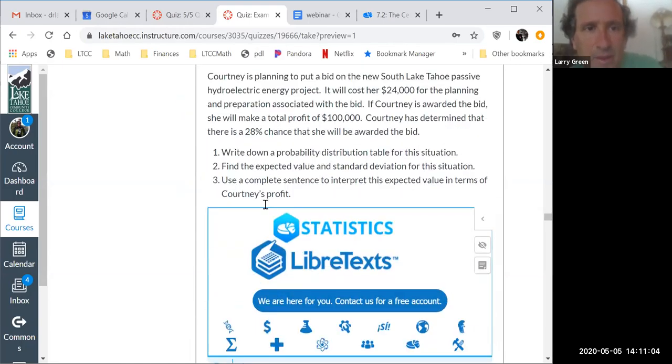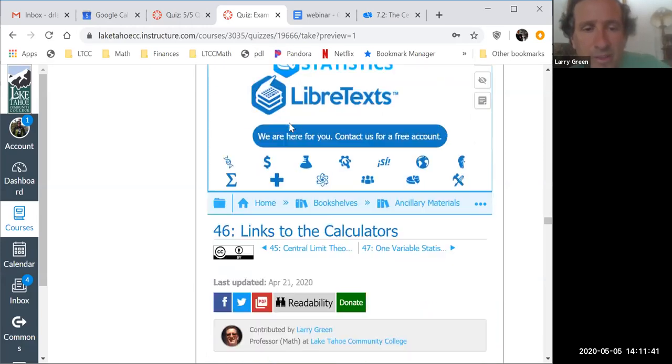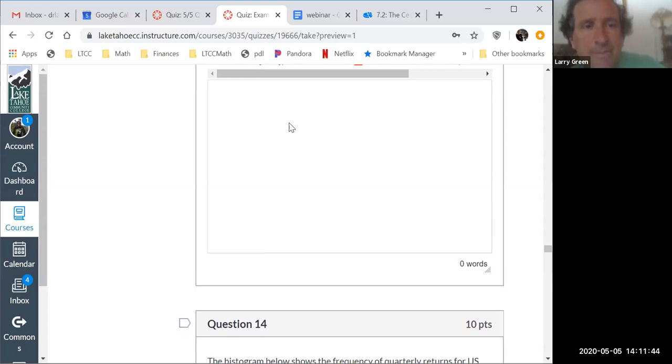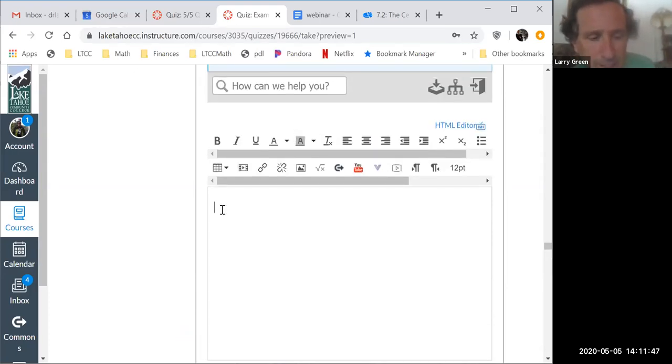Okay, question 13. Courtney is planning to put a bid on the new South Lake Tahoe passive hydroelectric energy project. It will cost her $24,000 for the planning and preparation associated with the bid. If Courtney is awarded the bid, she'll make a total profit, and I want to mention this is a profit, not revenue, of $100,000. Courtney has determined that there is a 28% chance that she'll be awarded the bid. So we want to write down a probability distribution table for this situation. Go through the table first. Scroll to the bottom. And part A, I'm going to make a table.